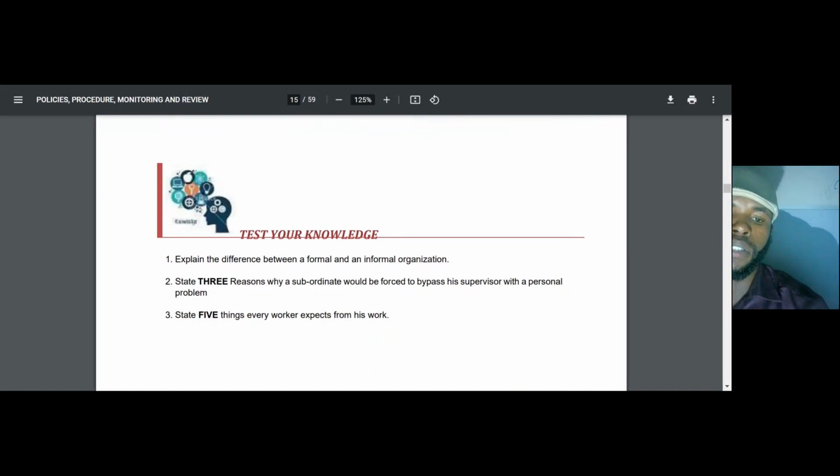Again, you must test your knowledge here. Explain the difference between a formal and informal organization. Eight reasons why a subordinate will be forced to bypass his supervisor with personal problems. Five things every worker expects from his work. Guys, if you can see, they ask all of them. They don't ask two, one, or four, they ask all of them. So it's very advantageous to know all of them if you're studying.